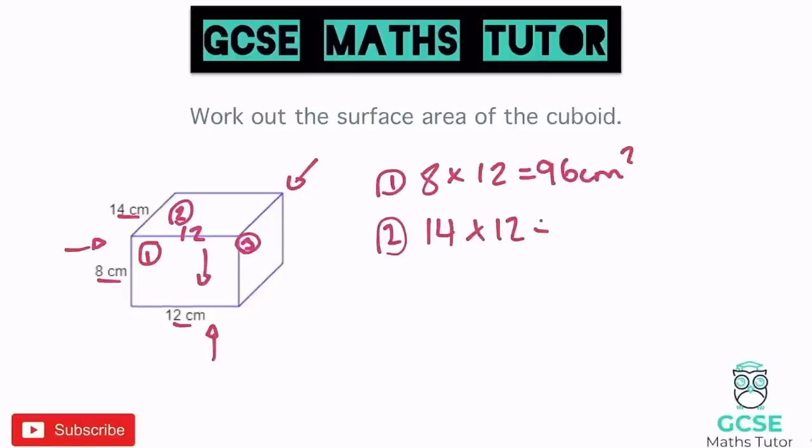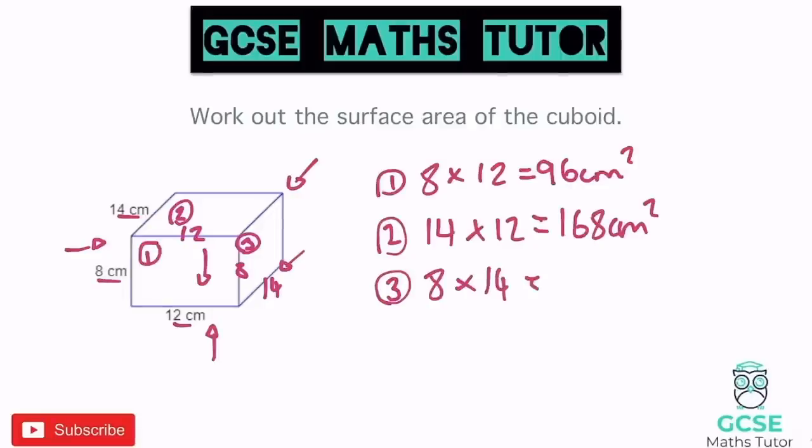So 14 times 12, you've just got to work that out, and that's 168. So that's 168 centimetres squared. And then the last one, face number 3 on the side, it's not labelled, but we can label that the height's 8 and the length going backwards is 14, the same as on the length on the top there. So we've got 8 times 14. So 8 times 14 for our last one, 8 times 14 is 112. So that's 112 centimetres squared.